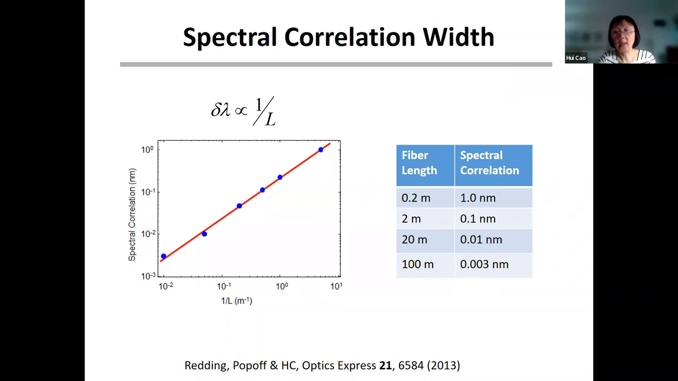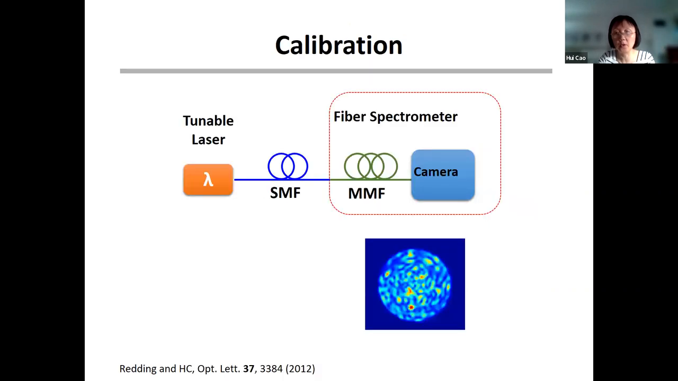Now the question is how we can use this as a spectrometer, not as a wavemeter. With a wavemeter, you know the different spectral patterns, so you can find what the input is, but we want to recover the entire spectrum. Before that, we need to do a calibration. We use a tunable laser, couple it to a single mode polarization maintaining fiber, which is connected to a multimode fiber that we use as the spectrometer, and finally the output goes to a camera. Then we measure the spectral pattern for different wavelengths and record it. This calibration tells us what spectral pattern is generated by each wavelength.